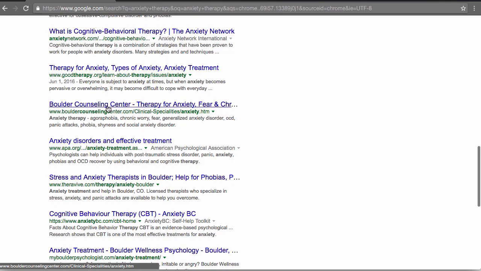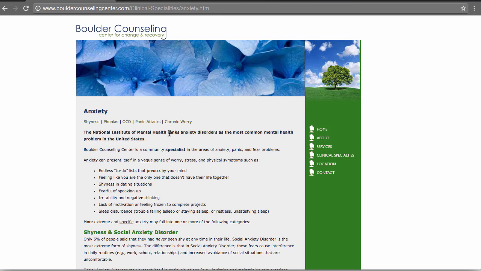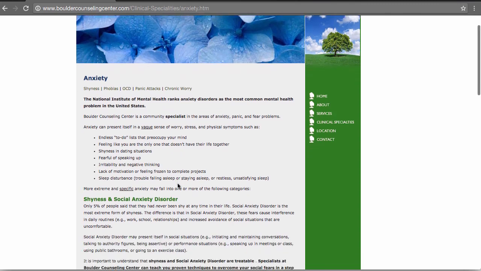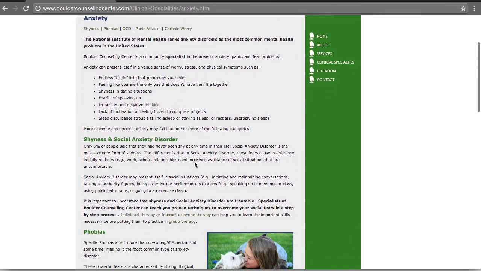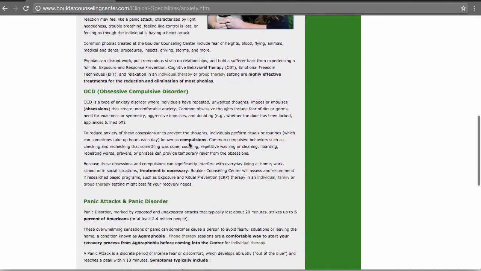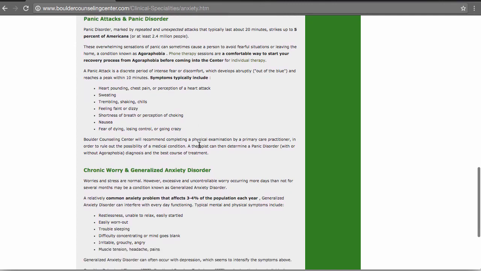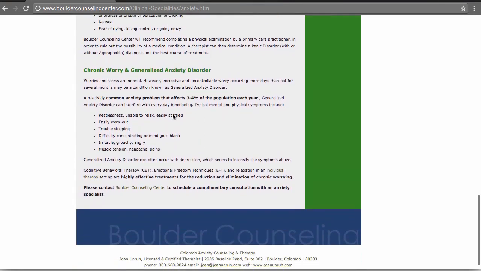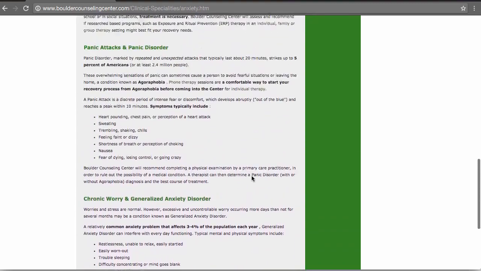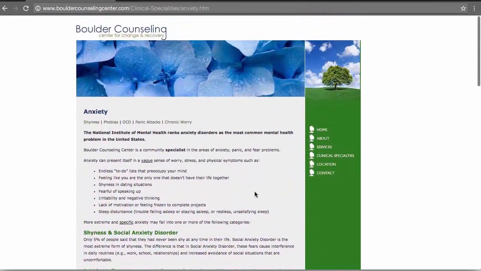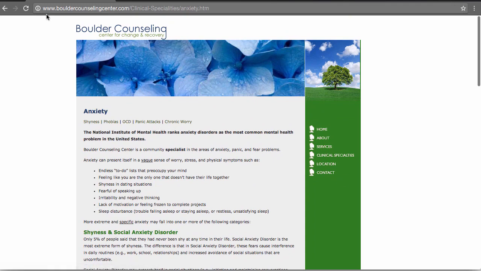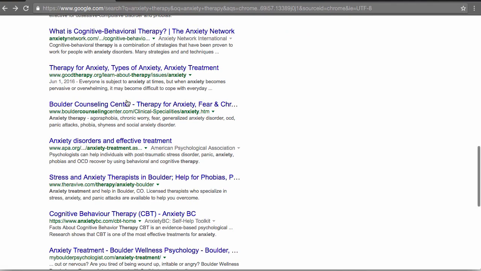Maybe I'll go here, okay? And let me go ahead and click at this. It looks like it's Boulder. So I'm going to look at this. Shyness, phobia, panic, National Institute, blah, blah, blah. Anxiety. So this is general information. Shyness, that's not the issue. Phobias, OCD, that's not the issue. Panic disorders, I don't really know that that's the issue. Chronic worry, maybe that's what it is, but I'm not getting a great feel that this person is really going to be able to help me. It's kind of, I don't know.